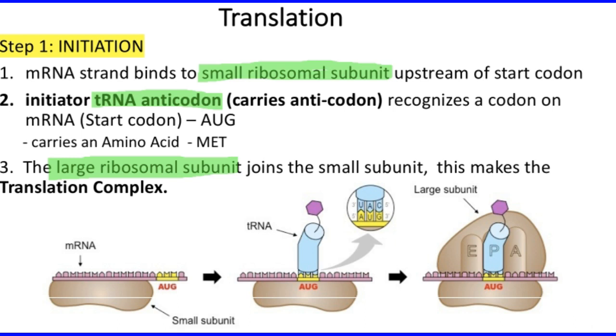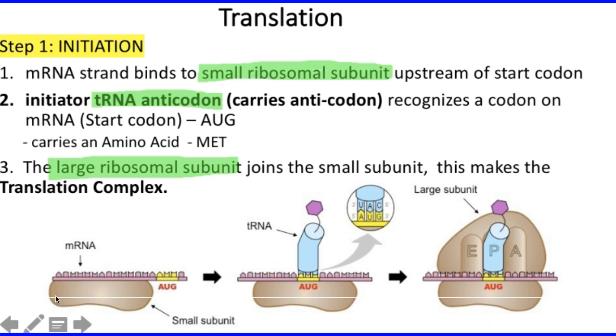So here we go, beginning with translation. There's going to be an initiation stage first. That's when messenger RNA actually binds to a small ribosomal subunit upstream of the start codon. So here's our start codon, or AUG. Here's our small ribosomal subunit right here.